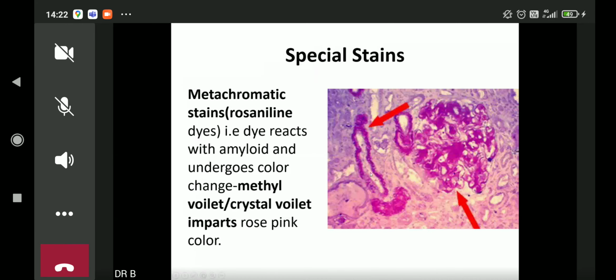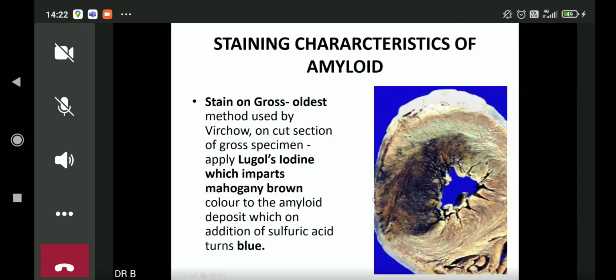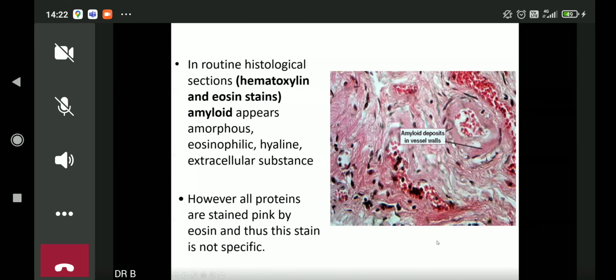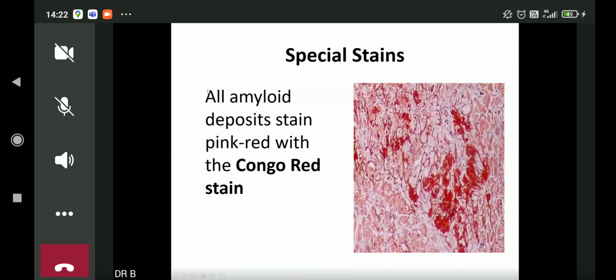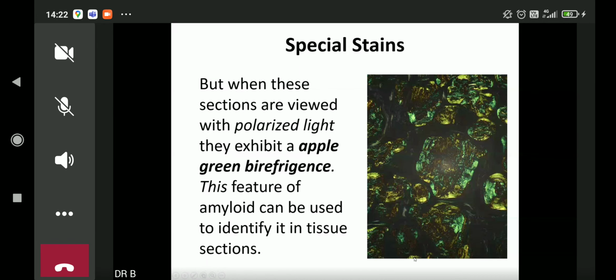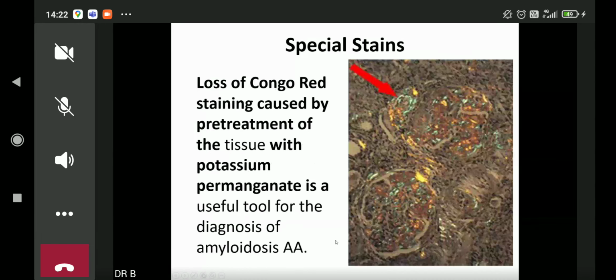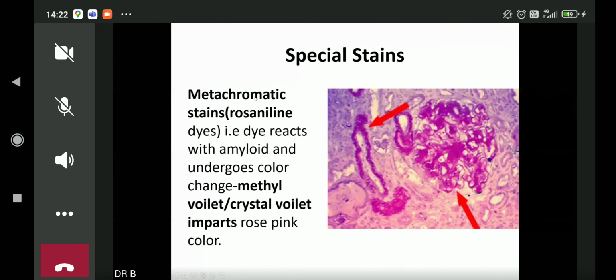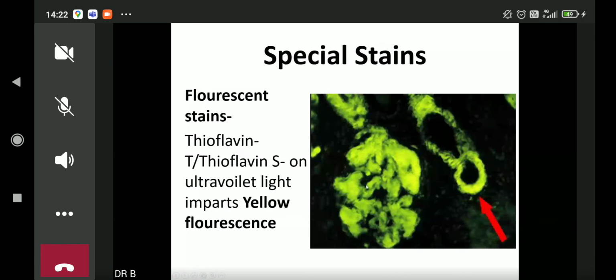So we will quickly revise the special stains. Grossly, you do a Lugol's iodine, then you put sulfuric acid, it should turn blue. On routine stain, it should be positive for eosin. We do a special stain called Congo red. The deposit should take red color. When we do it under polarizing microscope, an apple green birefringence should come. When we use a metachromatic stain like methyl violet or crystal violet, it should give a rose pink color. And when we use fluorescent stains, it imparts yellow fluorescence.